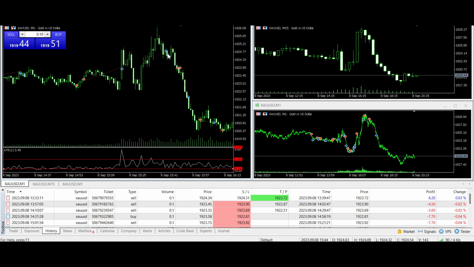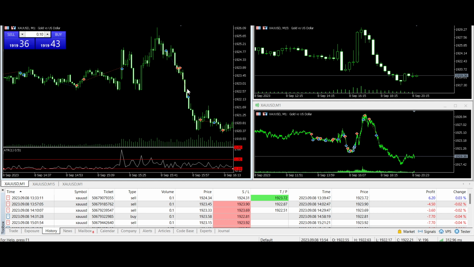I only entered over here because what I thought is, yeah, it broke down, it broke up. It is a good pullback. Let's enter over here. So good entry, but I did not see the big picture. If you see the bigger picture, what was happening, it was still in a downtrend.